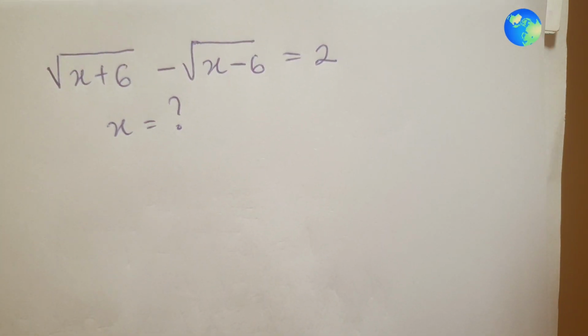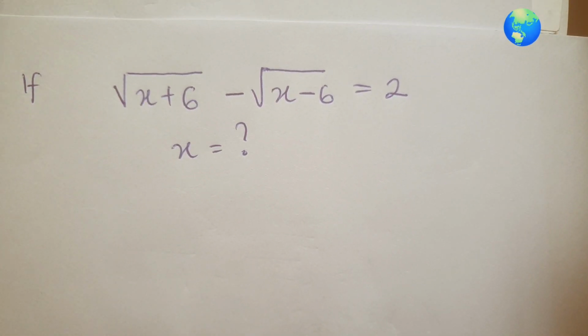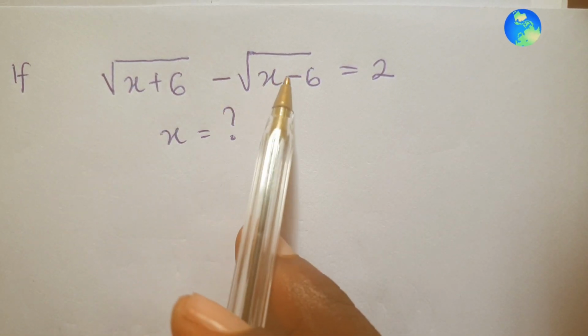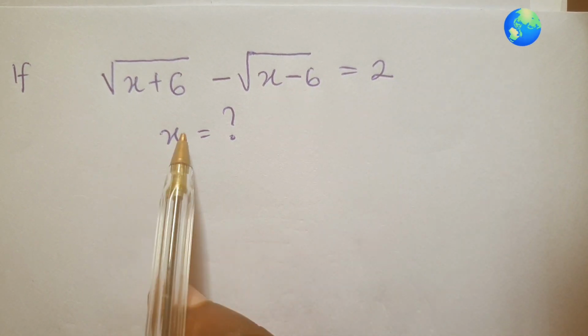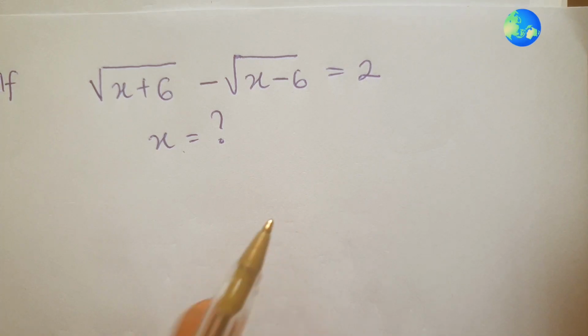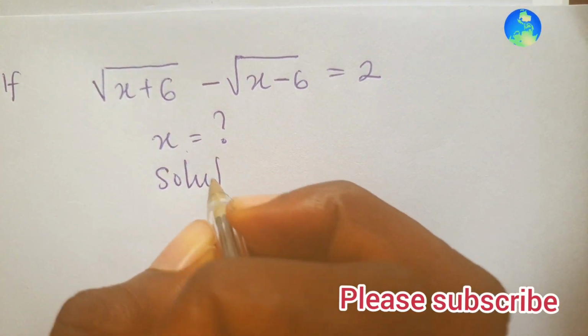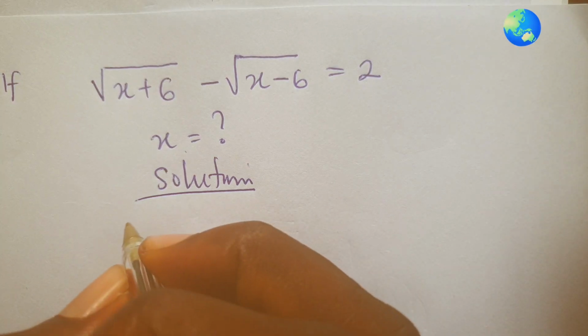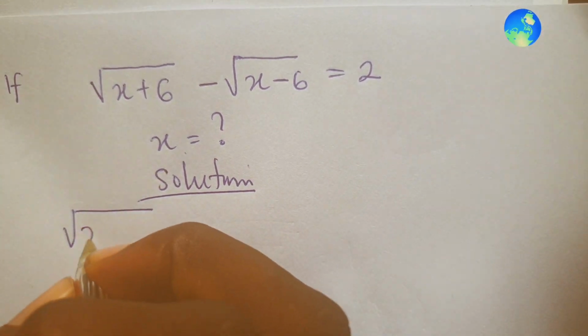Hello viewers, we have a similar question just like the last one we did. It said if square root of x plus 6 minus square root of x minus 6 equals 2, what is the value of x? Now, just like what we did before, the first thing we'll do is to find our domain, and the domain of this function, let me just write first.